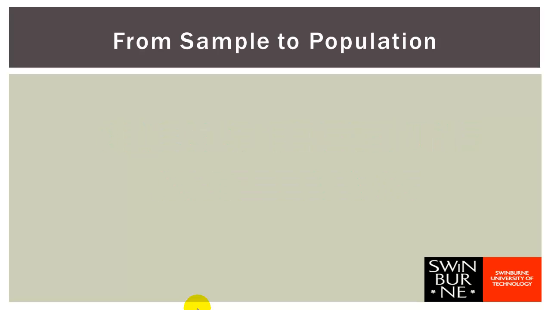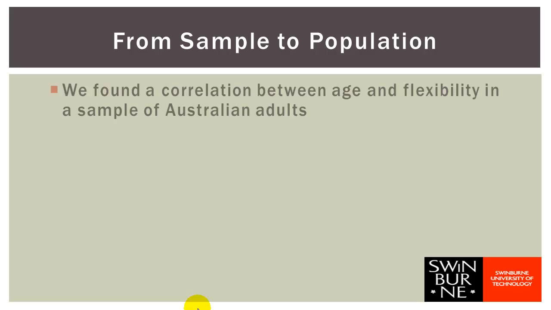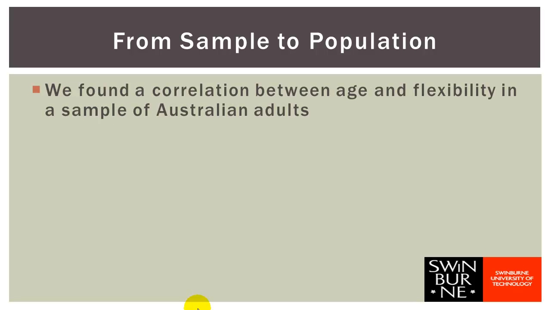Now, what we've been talking about so far has all related to the sample. In one of our earlier examples, we found a correlation between age and flexibility in a sample of Australian adults. Now, we're interested here in more than just the sample. We don't want to know about the relationship in just that group of people that we happen to study. We want to be able to generalize our results to the population, to all Australian adults. And we're asking, is the correlation in the sample strong enough to convince us that there's also a correlation in the population?